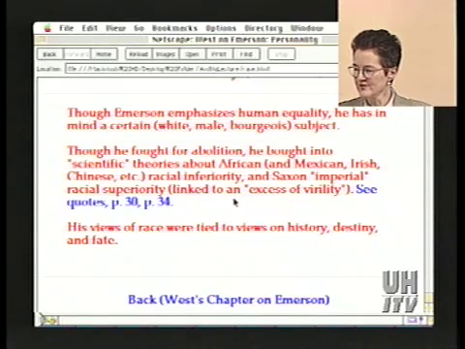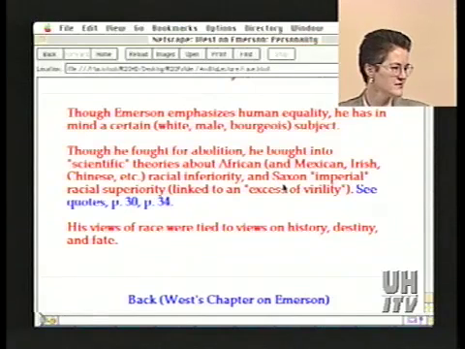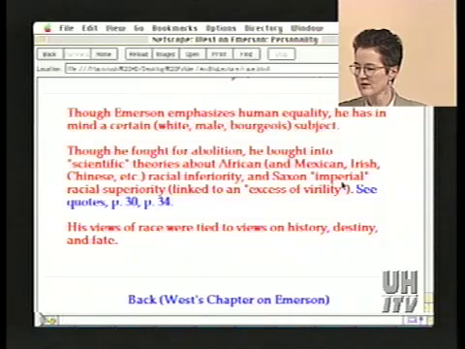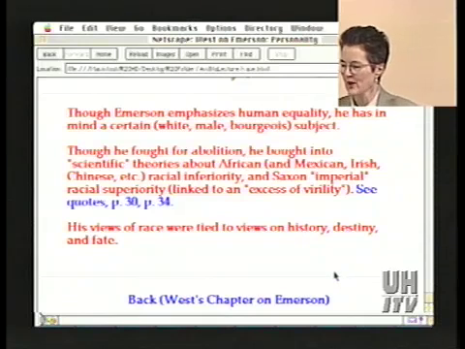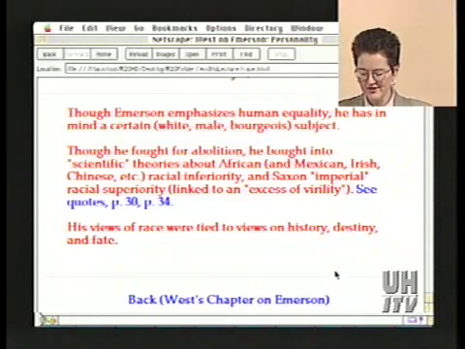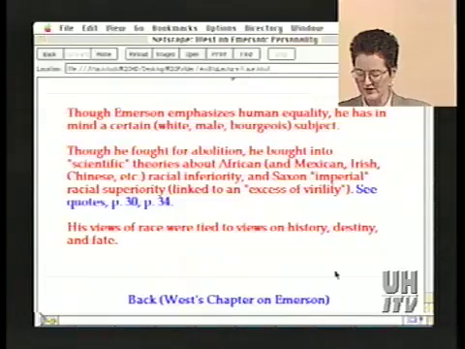And it turns out that there's a certain race that's got superiority, and lo and behold, it's the Saxon race. And he refers to this as an imperial race, and there are passages Cornel West quotes that illustrate it's superior not only to Africans, but also Mexicans, Irish, and Chinese. And so I would like to share with you these brief passages. This is from Cornel West. The first one is from page 30.